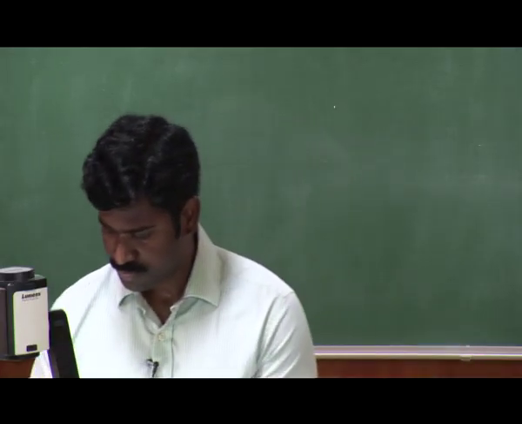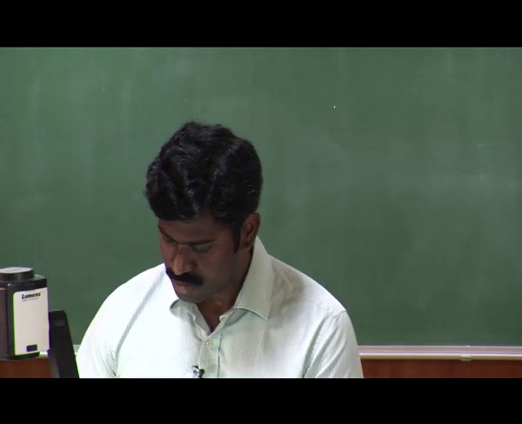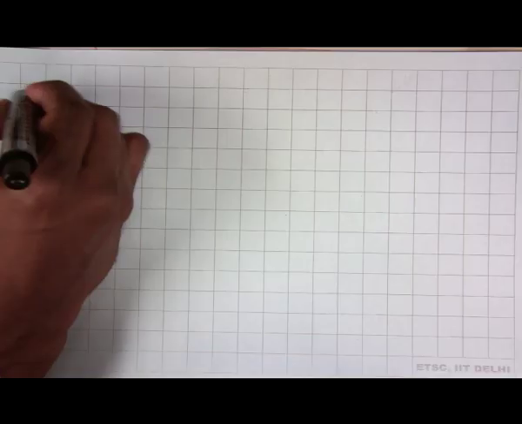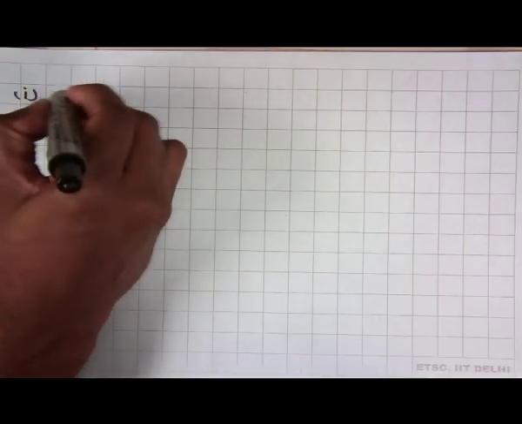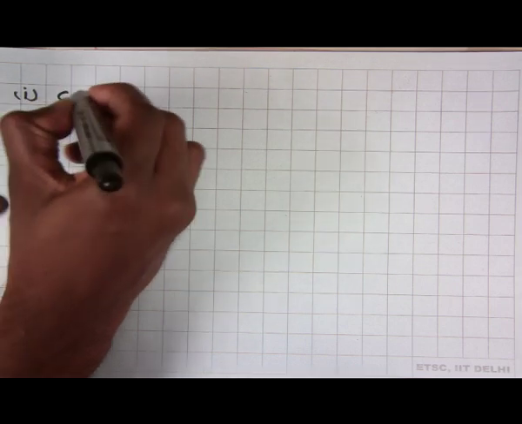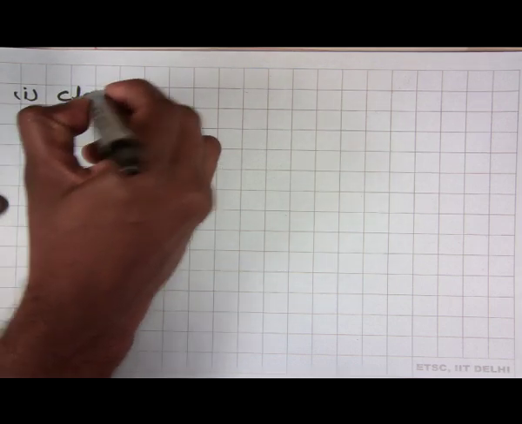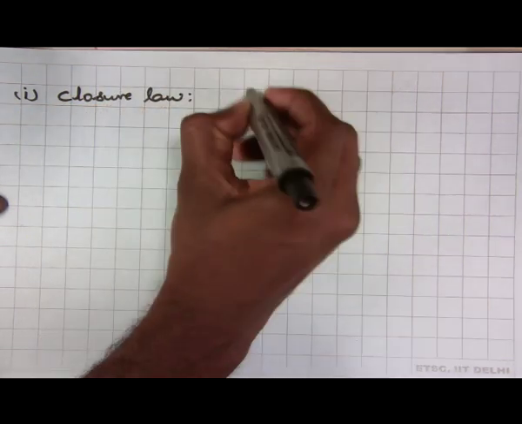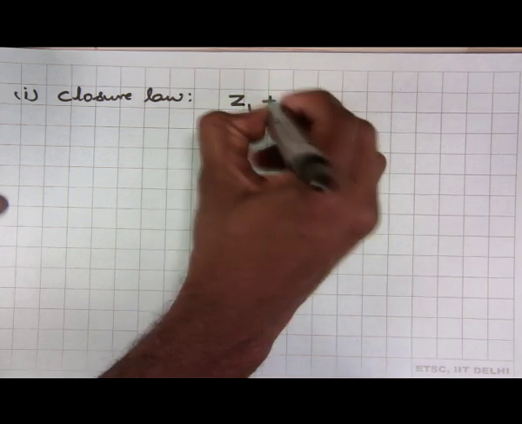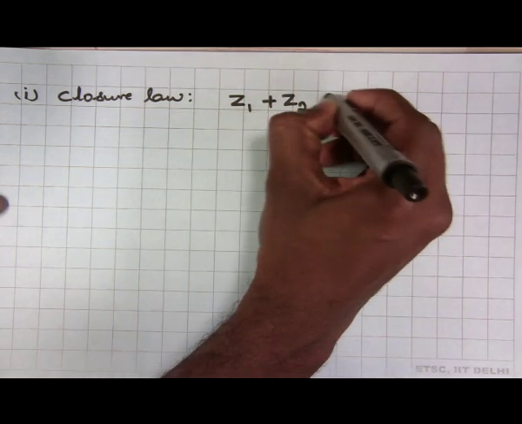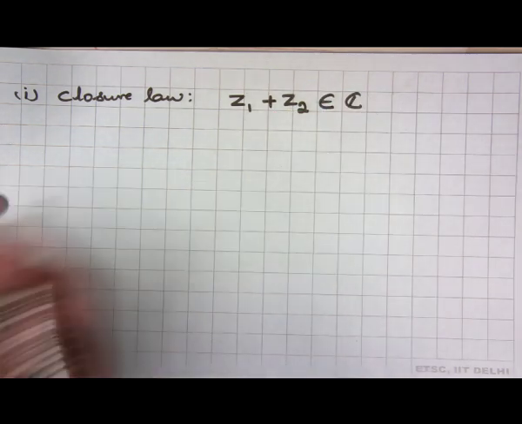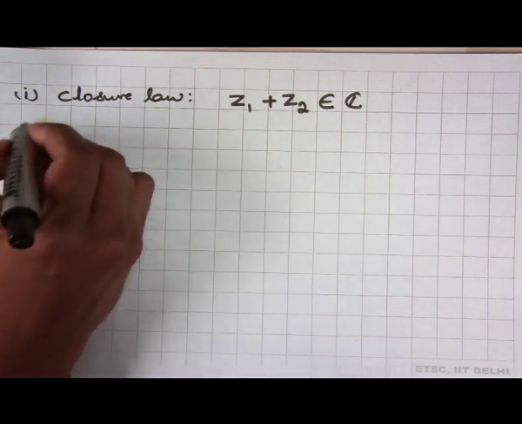So, let us see the properties of this addition operation. First, we already saw that by definition itself it is closed. So, it is the closure law, that is when we add two complex numbers, by definition it becomes a complex number. So, it is closed with respect to this addition operation.